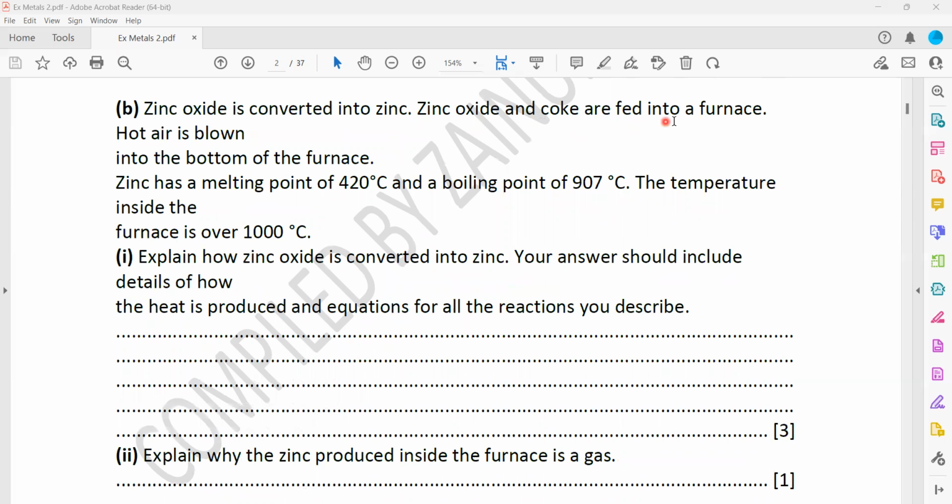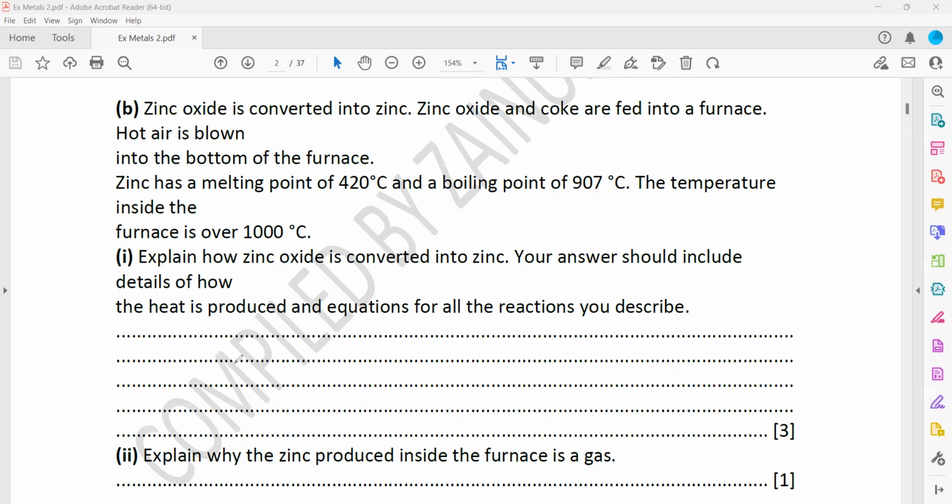Zinc oxide and coke are fed into a furnace. Hot air is blown into the bottom of the furnace. The zinc melting point is 420 and the boiling point is 907. The temperature of the furnace is over 1000. Explain how zinc oxide is converted into zinc. Your answer should include detail how the heat is produced and equations for all reactions you describe.